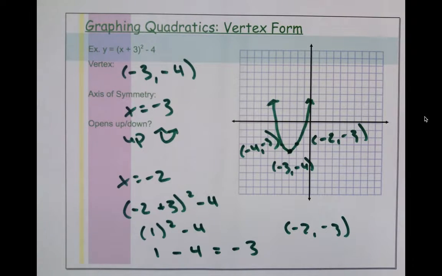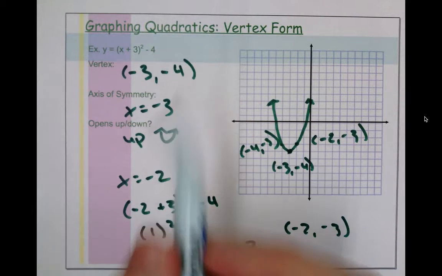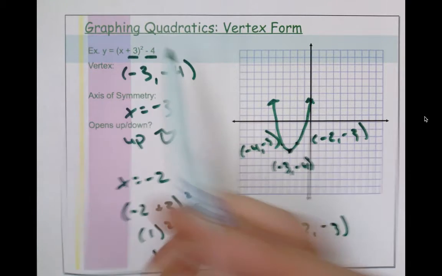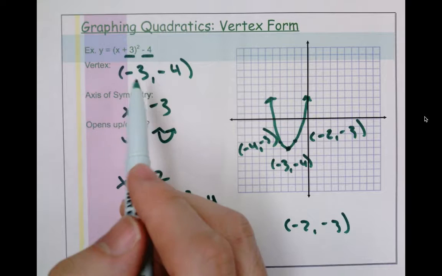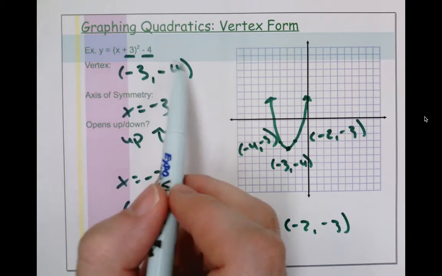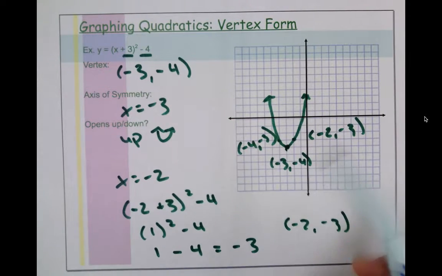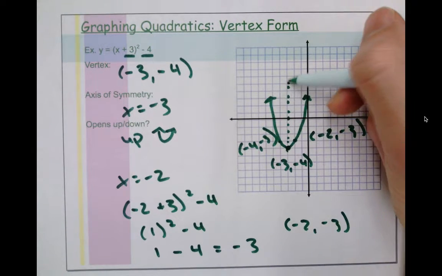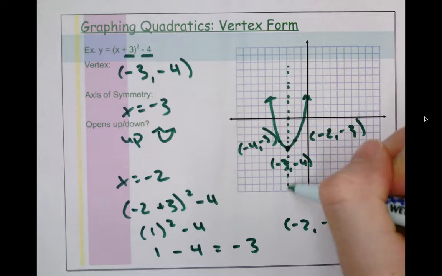So if we take a look at what we got here, looking at this example, we have a vertex of negative 3, negative 4, which you're able to identify here and here. Remember, our x-coordinate changes sign, so it becomes negative. Our negative 4 stays the same. We will plot that point. Our axis of symmetry runs through this line here at x equals negative 3.